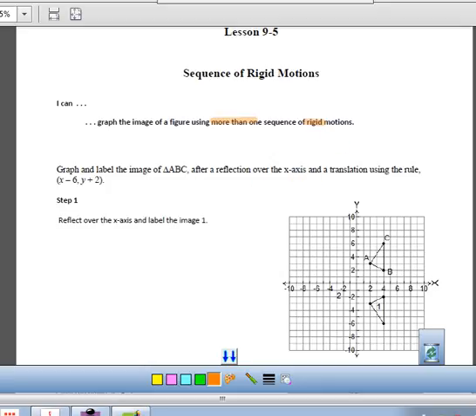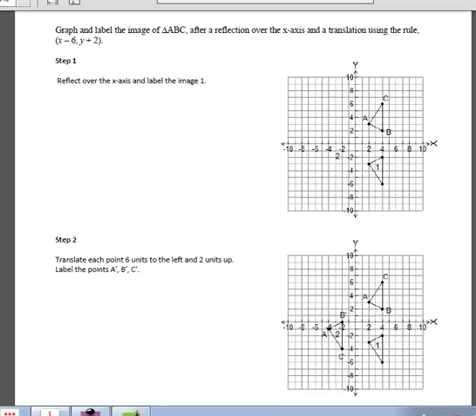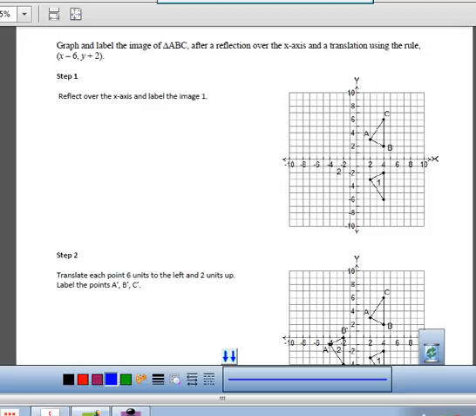Alright, so we have our first example. The first example is graph and label the image of triangle ABC after a reflection over the x-axis and a translation using the rule x minus 6, y plus 2. So we don't actually have to do the graphing part. The graphing has been done for us.